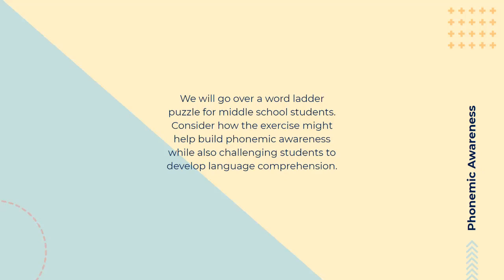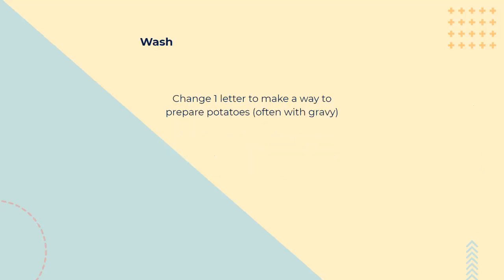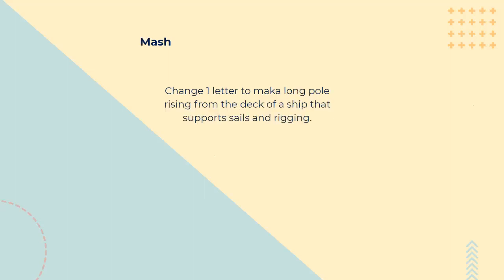So the way word ladder works is I'm going to give you a word, and then I'm going to give you an instruction. And in that instruction, you're going to change the word. So the first word at the top of the ladder is wash. And I think this one has 12 steps, but your ladders have different steps, and you go from top to bottom. And so at the top of this one is wash. And the command I'm going to give you is change one letter to make a way to prepare potatoes, often with gravy. So wash becomes mash.